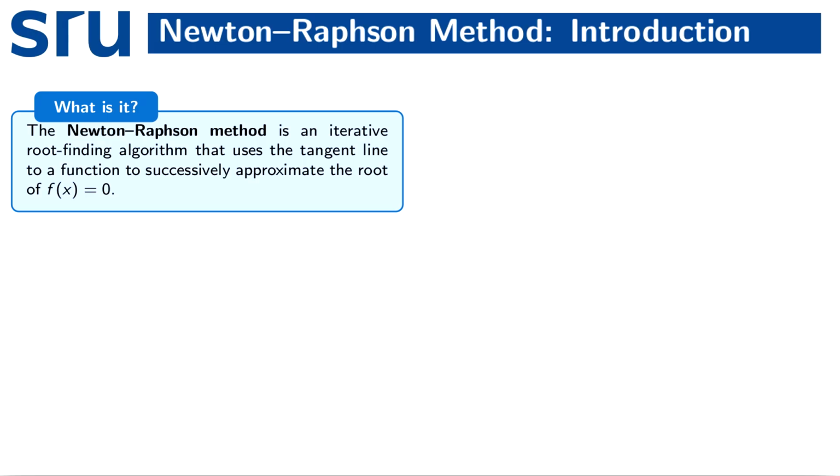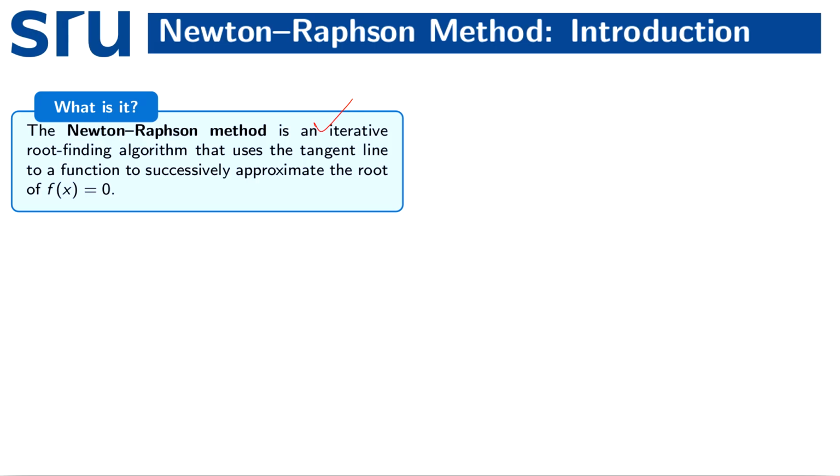Now let us understand the definition of the Newton-Raphson method. This method is an iterative root finding algorithm. What does iterative mean here? It means we do not get the root or answer in one step. Instead, we start with an initial guess and then we improve that guess step by step. Each step takes us closer to the actual root of the equation.